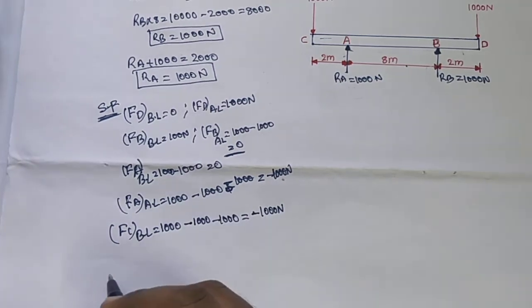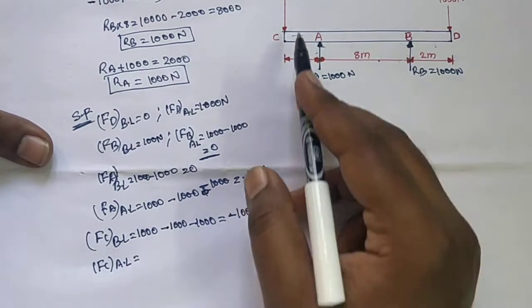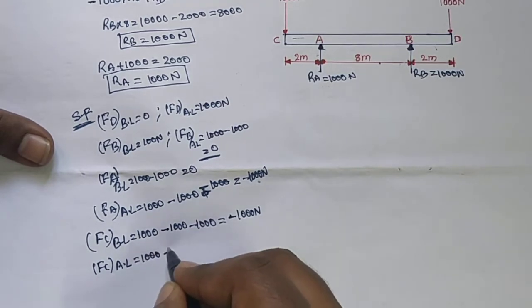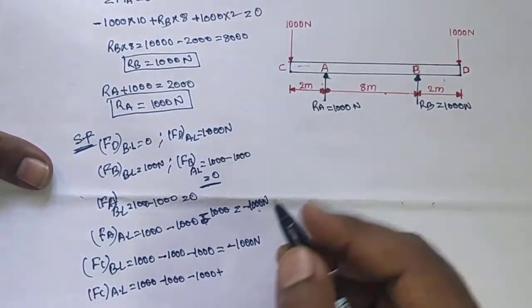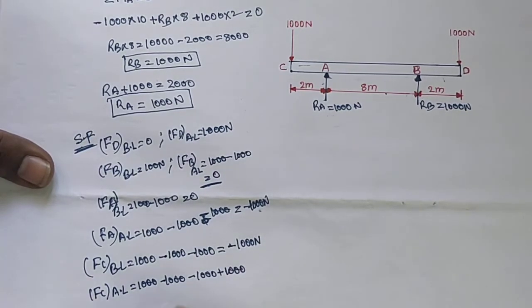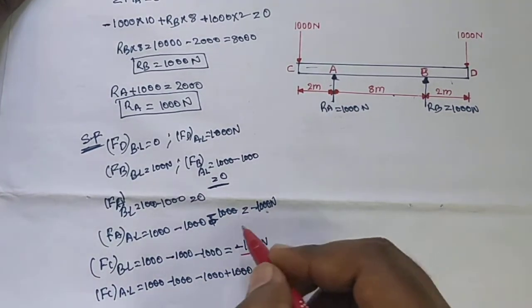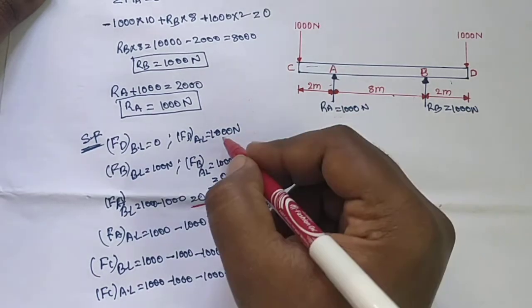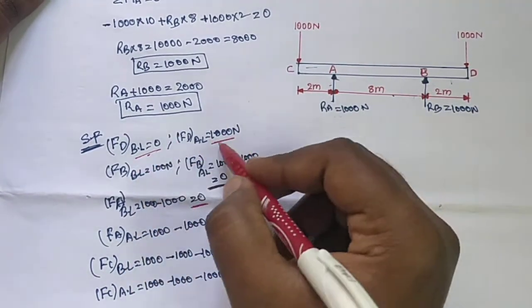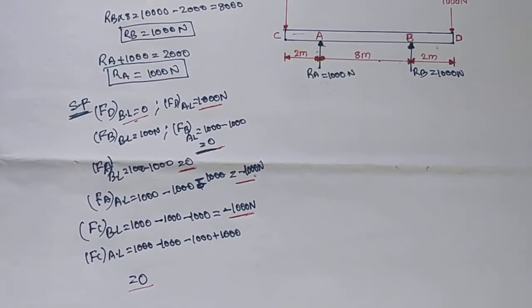Okay, similarly we need to calculate shear force at point C after considering the applied load. That means we need to consider all the forces. 1000 minus 1000 minus 1000 plus, at point C the applied load is acting downward, so it will be taken as positive. Final value is 0. Okay, shear force at point C is 0. At point C before load minus 1000, at point A after load minus 1000, at point A before load 0, at point B before load 0, next at point D, before load is 0 and after load is 1000.